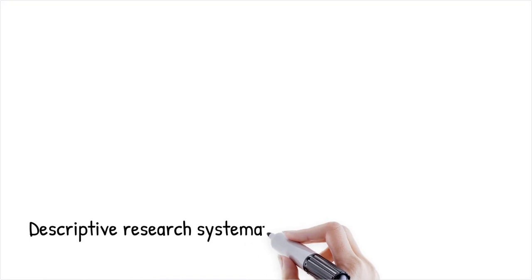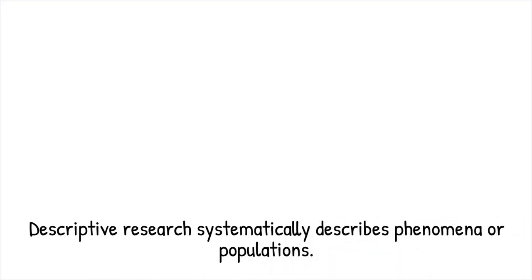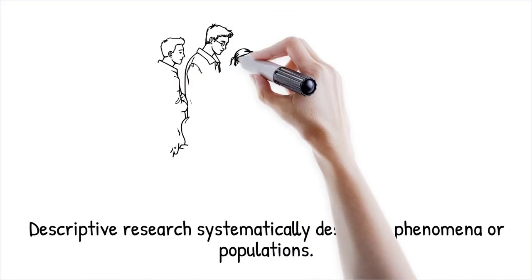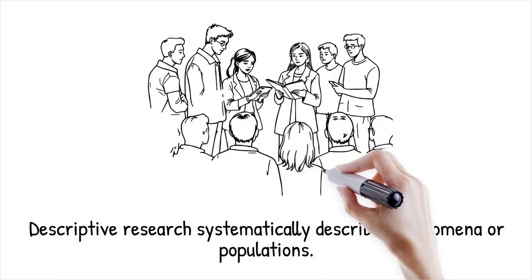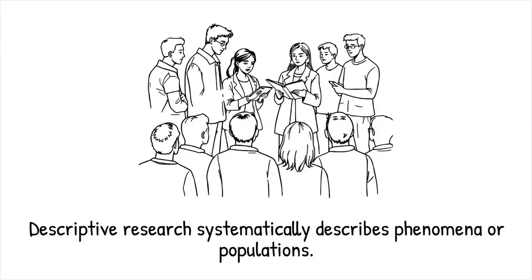Descriptive research aims to systematically describe a phenomenon or the characteristics of a population. This method involves collecting data that depict the current state of affairs without manipulating variables. It helps researchers document and present detailed observations that can serve as a baseline for further studies. The goal is to provide a clear, factual picture of what is happening in a given context.